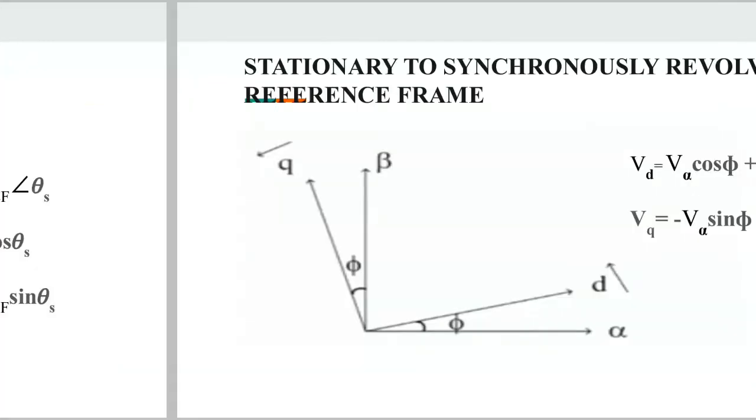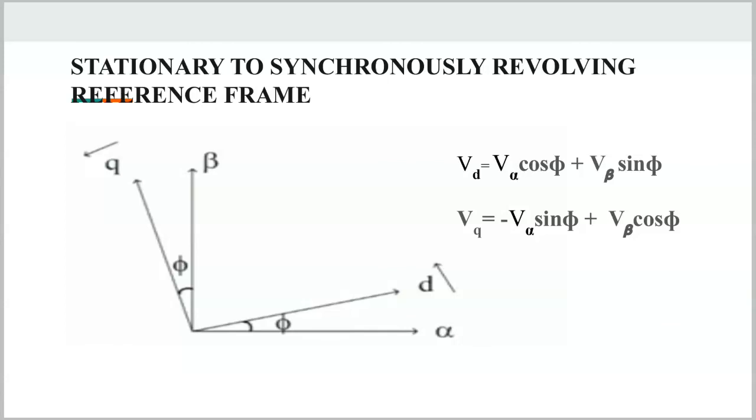Now we will see the stationary to synchronously revolving reference frame. We have alpha axis and the beta axis, and then we form it into a DQ reference frame. So we have synchronously revolving reference frame, and this axis is called D axis or direct axis, and this is called as the Q axis or a quadrature axis. So now we'll see there is an angle called as phi. We have V alpha and V beta. So we need to find out what is VD. So VD is equal to V alpha cos phi plus V beta sin phi.